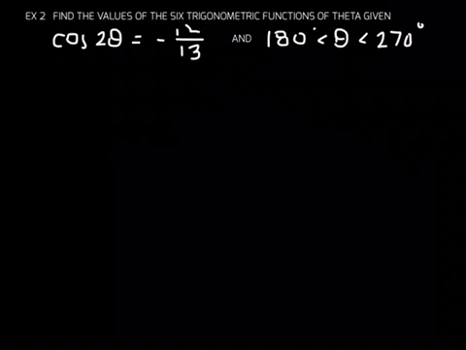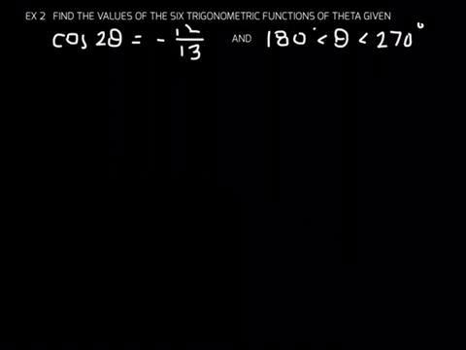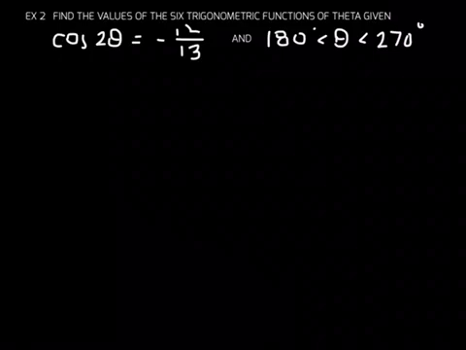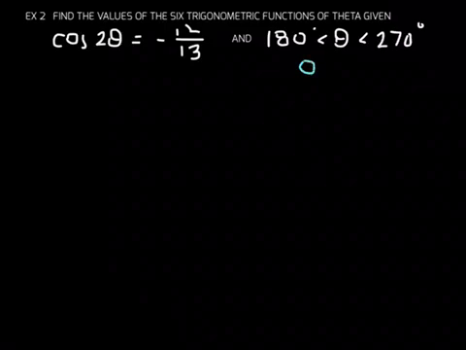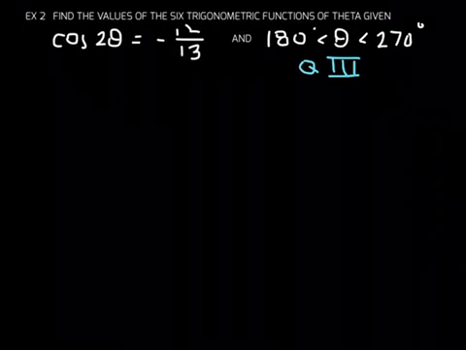And theta is between 180 degrees and 270 degrees. Let's just call this out. If theta is between 180 degrees and 270 degrees, then that means theta is in quadrant number 3. That's going to be important when we choose our signs, all right? All right, guys, here we go.